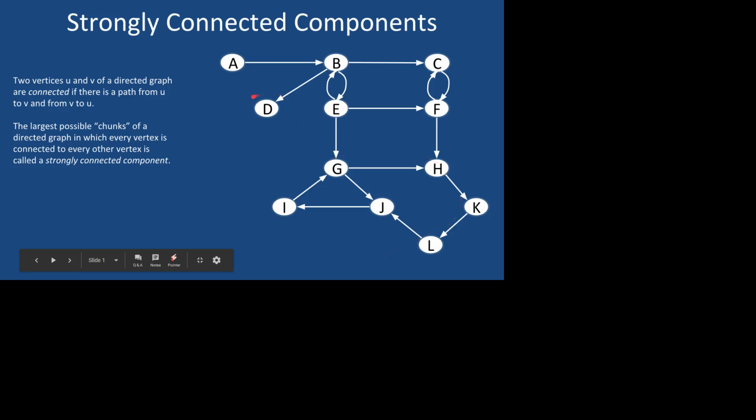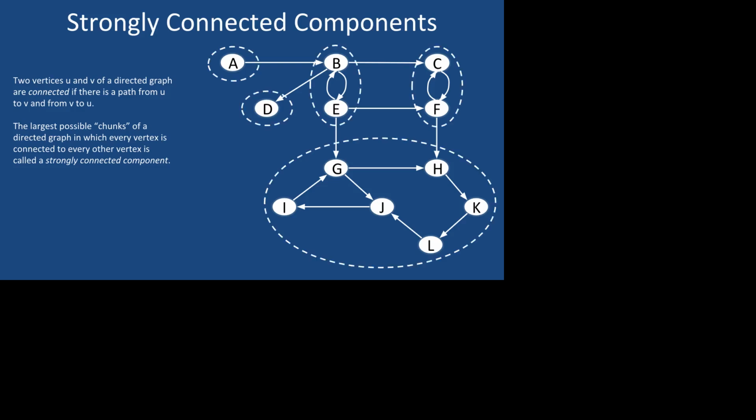Okay, we know that D is a strongly connected component of its own, and we know that A is as well. So what are the other strongly connected components? Yeah? So B and E together form a strongly connected component, and C and F. So there they are. Yes. Okay, yeah. G, I, and J are a connected component.